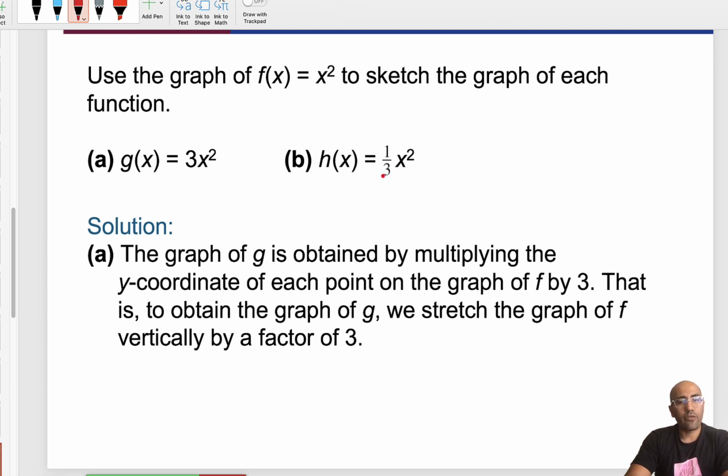When we multiply it by a third, we're slowing down its growth. So all the outputs get multiplied by 0.33. It's still going to go toward infinity, it's just going to take longer to get there. So compared to the original x squared function, this is going to be a much flatter curve.